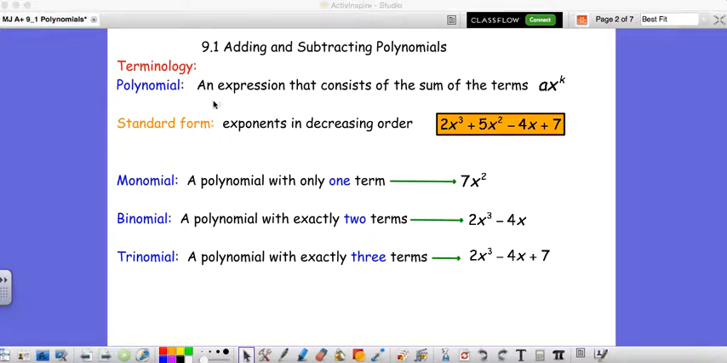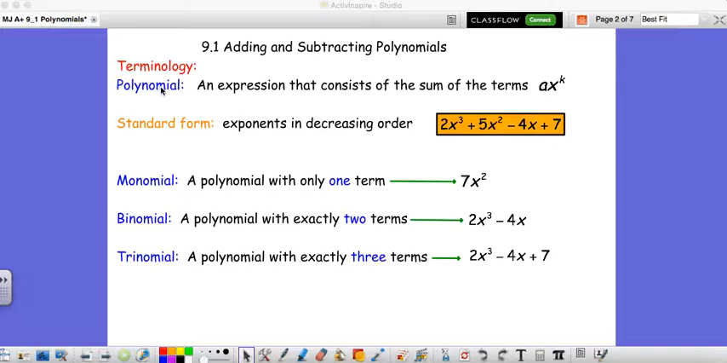Okay, so chapter 9 deals mainly with something called polynomials. 9.1 specifically is on adding and subtracting polynomials. But first, it's going to be helpful for us, for this entire chapter and here on out in mathematics really, to break down some of this new terminology.